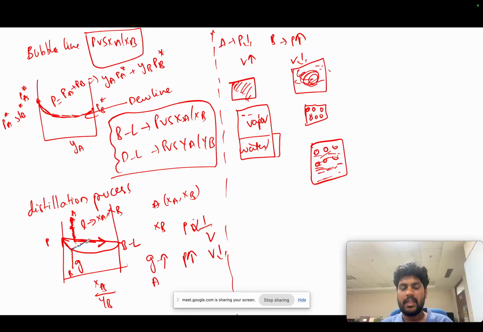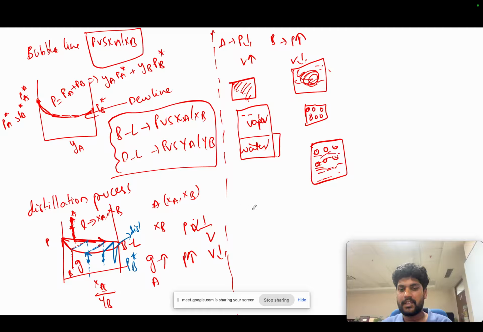Then from here again you will be at this point, and from this point again you will increase the pressure, you will be at this point. From this point again you will condense, you will get to this point, and then this is the point. From this point again you will increase like this. So this way you will get the distillation process, you will get the pure PB out of the mixture.